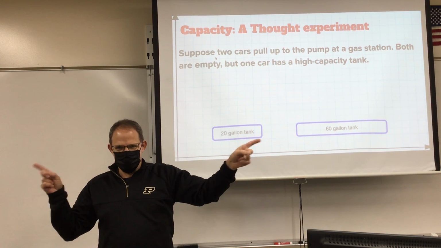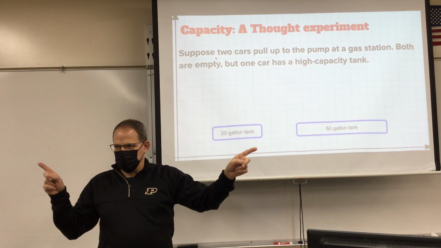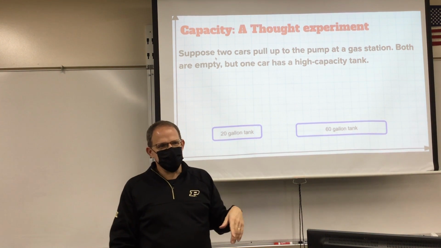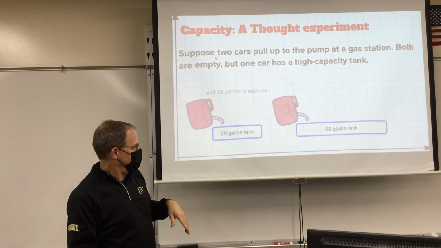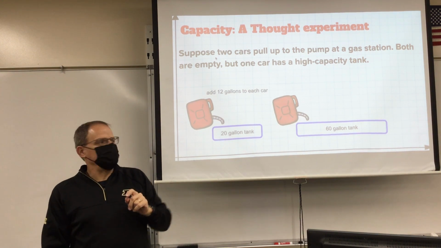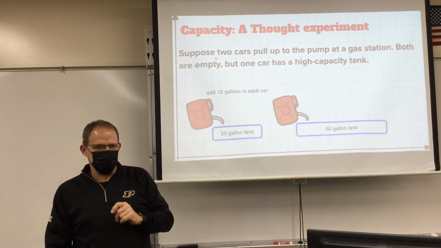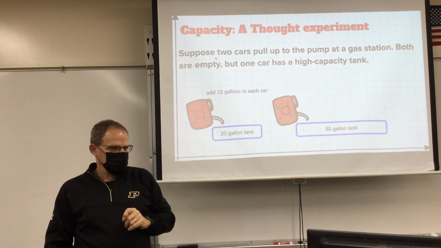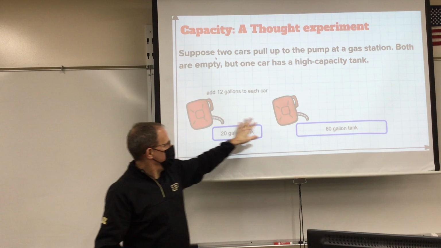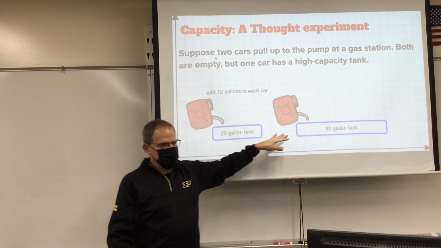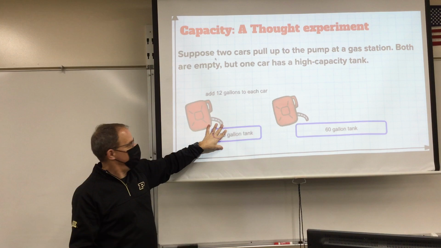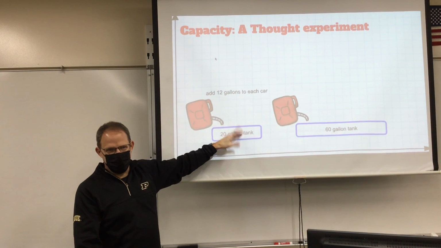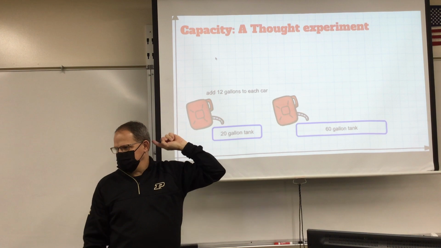Which one? Point. Because they're all pointing that way? Yeah, that's right. 60 gallons is bigger capacity. Okay. Now, what if I add 12 gallons to each? What if both vehicles pull into the gas station on complete empty? And I put 12 gallons in each one. What's going to happen to the fuel gauge on this guy? If I add 12 gallons to a 20-gallon tank, and it's on empty, how high is it going to go?